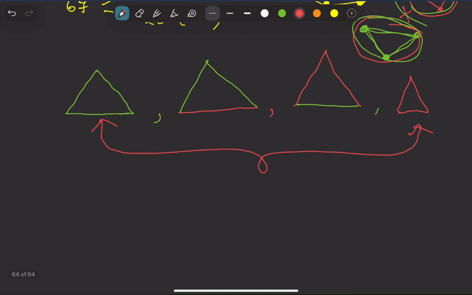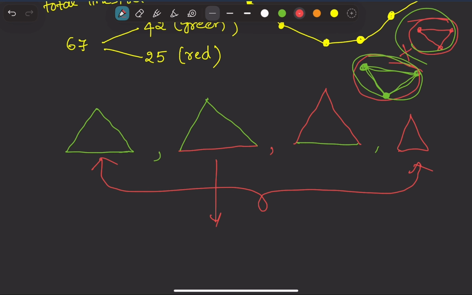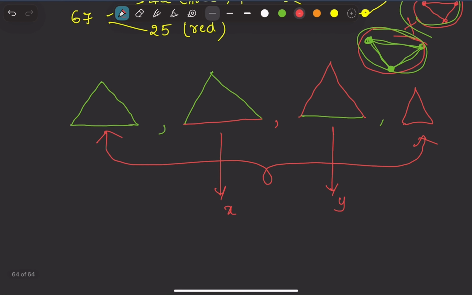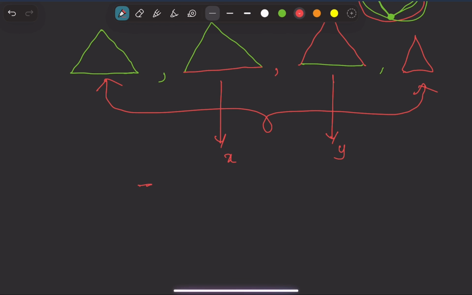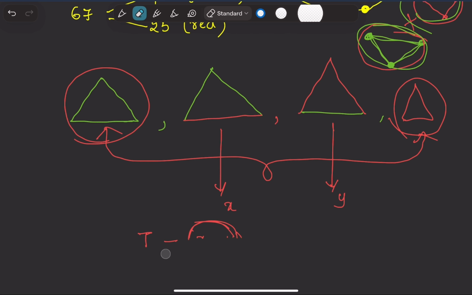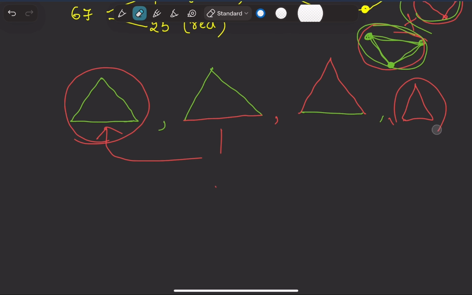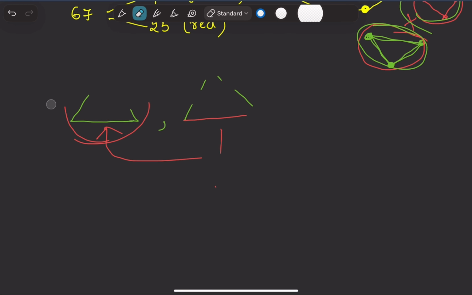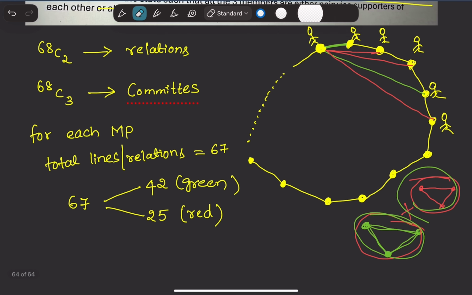So let us say there are X triangles like this and Y triangles like this, and let's say the total number of triangles is T. If you do T minus (X plus Y), you will get the sum of the number of green triangles and the number of red triangles. And this is exactly what we are going to do. So to do that, we have to find out X plus Y. Now, how do we do that? This is the most tricky part of this question. Again, I would strongly recommend you to pause the video for some time and think about this. Okay, let us go ahead and do that.